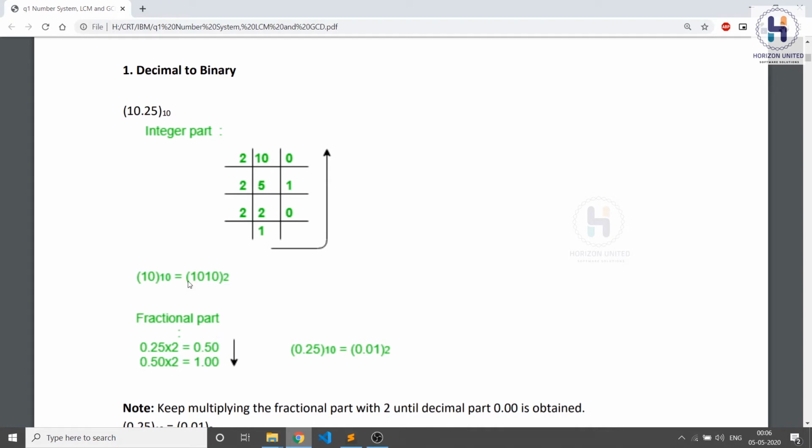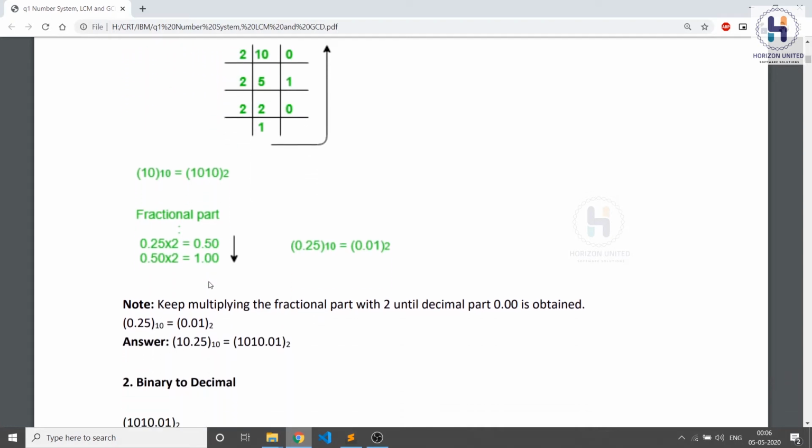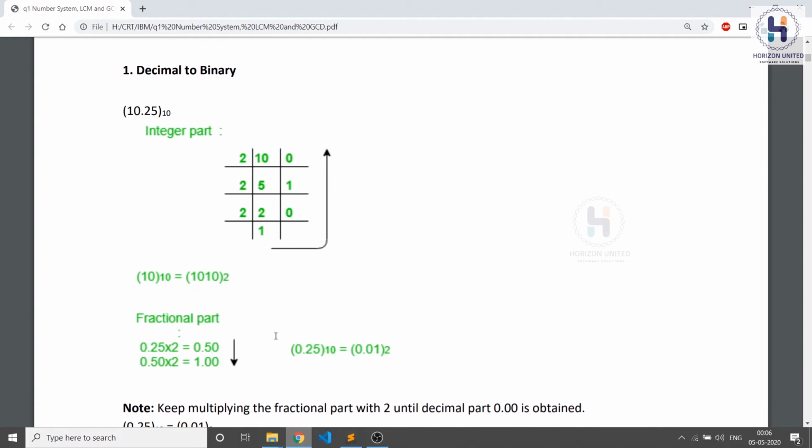So what will be the whole binary number for 10.25? It will be 1010, then we have to add this 01 to it, so it will be 1010.01 with base 2. That will be considered as the binary number of 10.25. So this is how we convert decimal to binary.